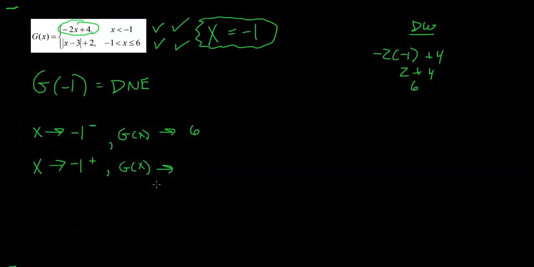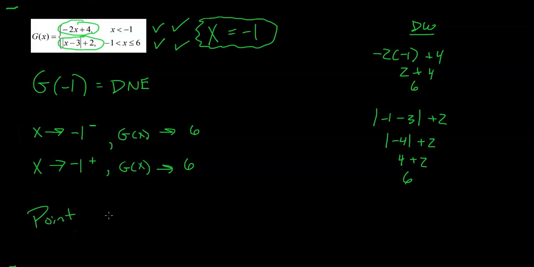And what about the right-hand side? Well, that is plugging -1 into the bottom equation. So I get -1 minus 3 inside my absolute value plus 2. -1 minus 3 is -4. The absolute value of -4 is 4. 4 plus 2 is 6. So what's happening here is that the left side and the right-hand side are coming together. They're both coming together at 6. So they are meeting up in the graph. But at -1, there's a giant gaping hole. So this is a point discontinuity.